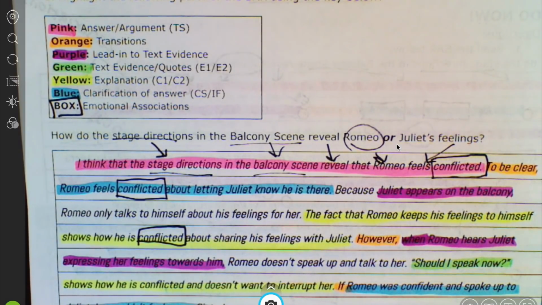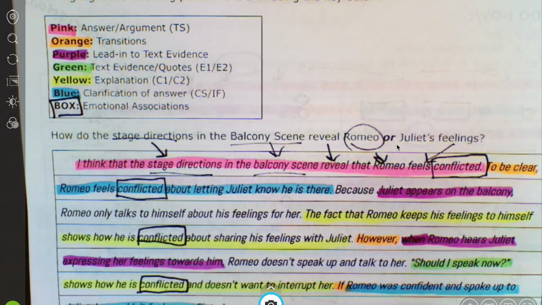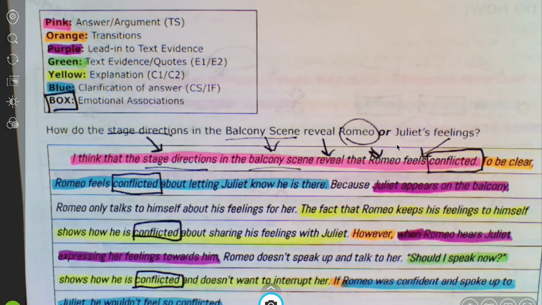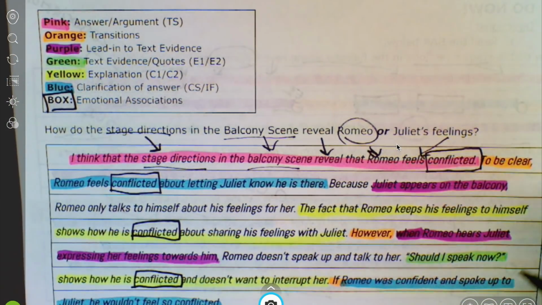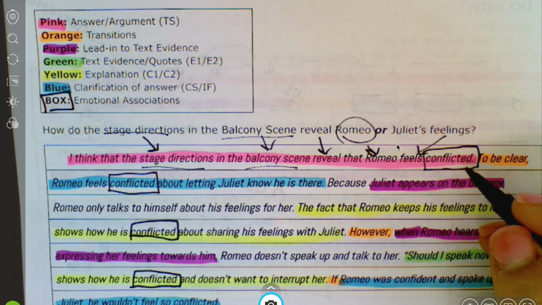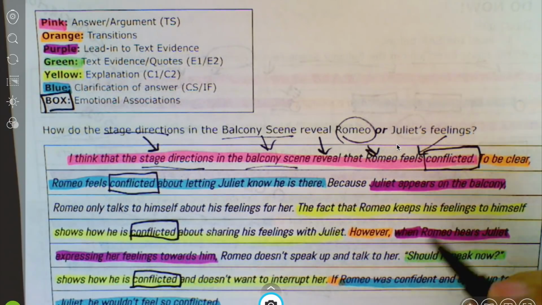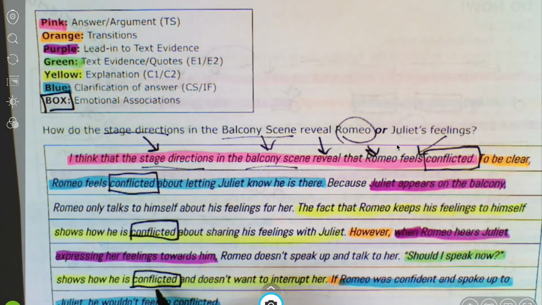However, when Romeo hears Juliet expressing her feeling towards him, Romeo doesn't speak up and talk to her. Should I speak now? Shows he is conflicted. Again, the same word, all right? And I do have one piece of evidence here. Now, the evidence does show how he is conflicted, the should I speak now part, but it's explained again with that same word.